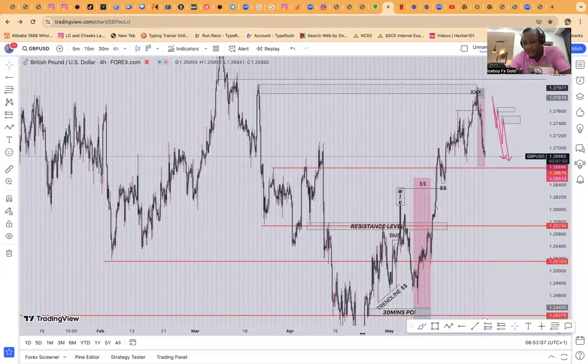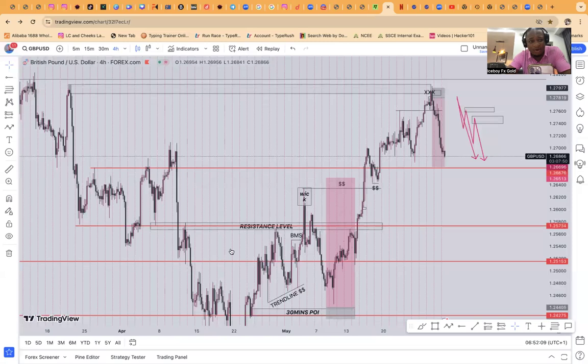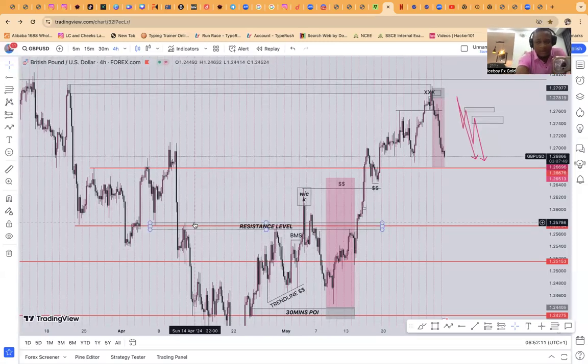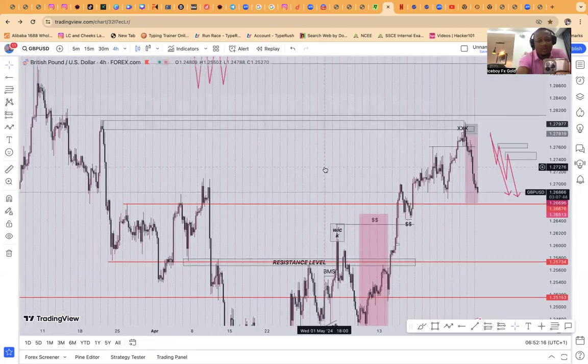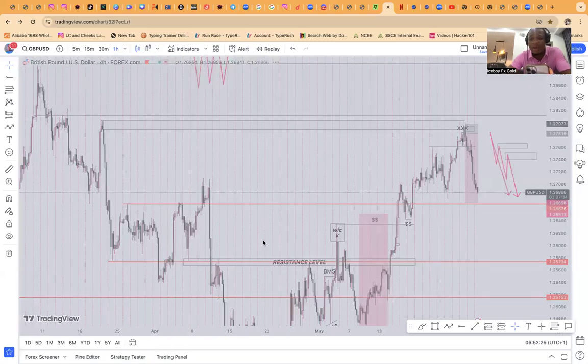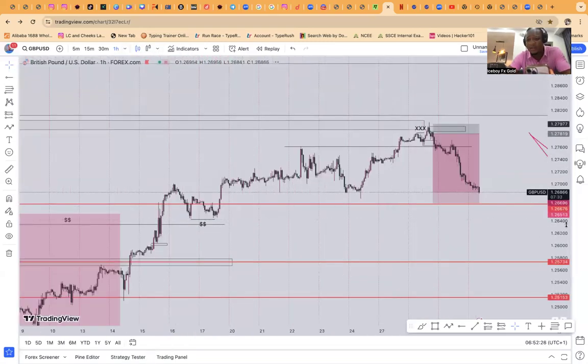So I shared this on the call. So now we have this supply zone. We have this major supply zone, but we have this area. So when I said price mitigated this zone, now look at how price mitigated that zone. Now the next thing we should be doing is what? Going to the lower time frame, just like 1 hour and all of that to find our entry.